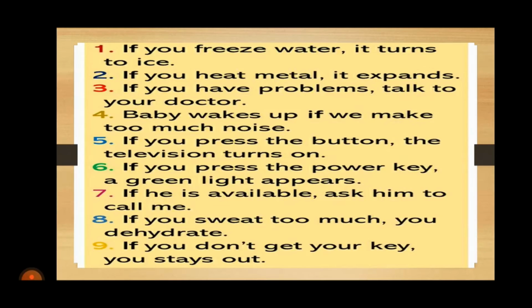So this comes under the first one. If you freeze water it turns to ice, if you heat metal it expands, so it comes under zero conditional clause. If you press the button the television turns on, if you press the power key a green light appears, if he is available ask him to call me, if you sweat too much you dehydrate, if you don't get your key you stay out.